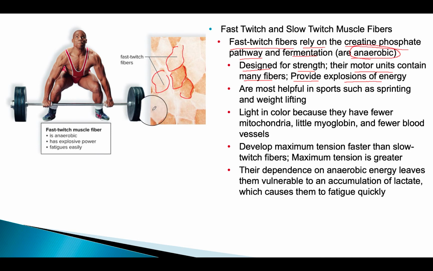When we're talking about fast twitch muscle fibers here, they are anaerobic and have explosive power, just like this individual trying to lift this weight. Not only people who are trying to lift weights, but also sprinters. They need that explosive power. Sprinters like Usain Bolt, for example, the fastest man ever recorded.